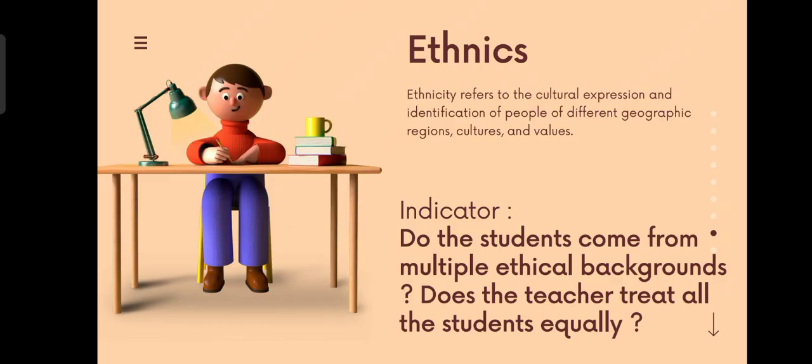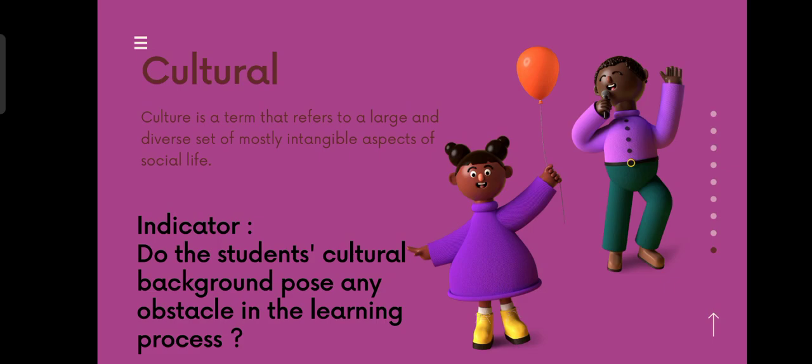And the next is ethnics. Ethnicity refers to the cultural expression and identification of people of different geographies, religions, cultures, and values. So the indicator is, do the students come from multiple ethnic backgrounds, and does the teacher treat all the students equally?